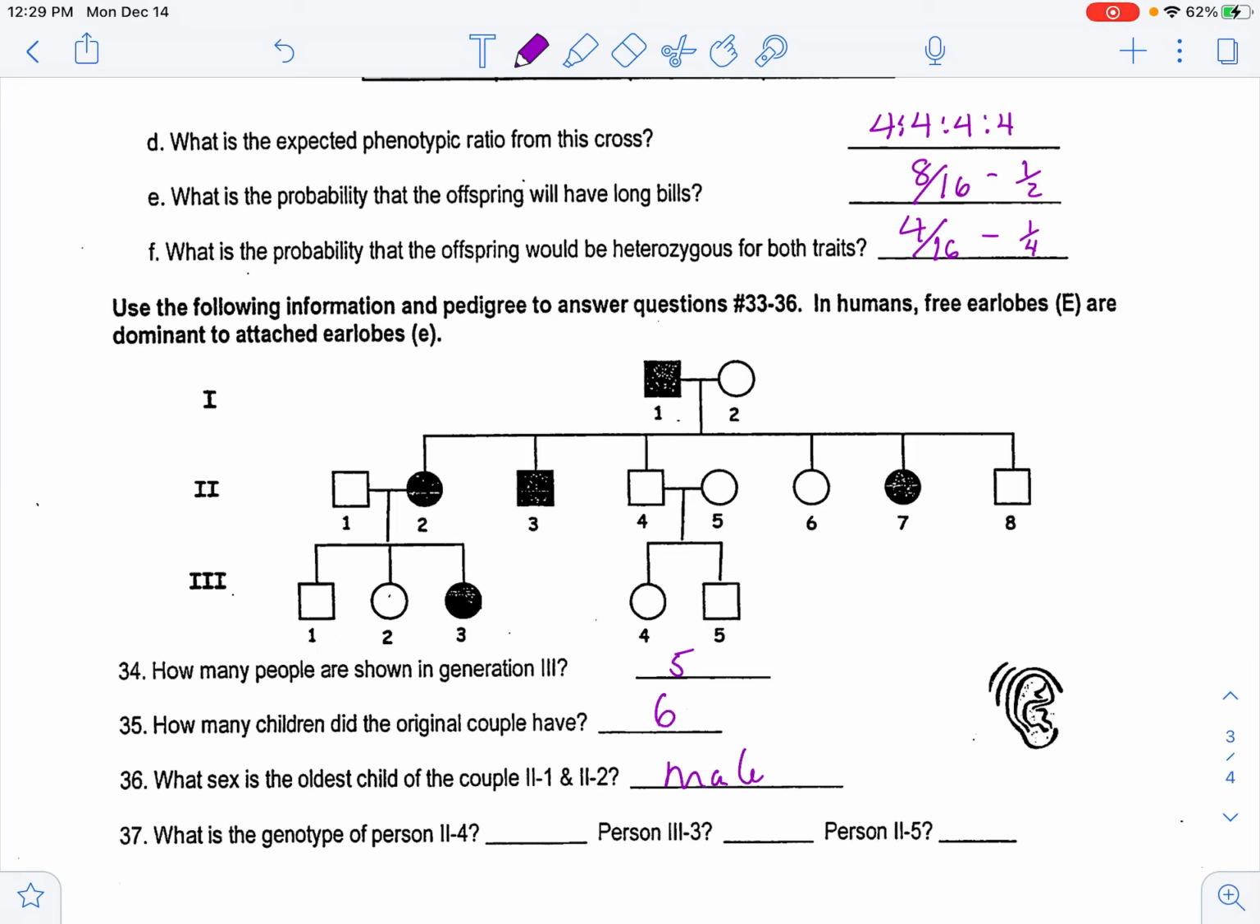And then here are the tricky questions. What is the genotype of Roman numeral 2-4? So they're wanting to know the genotype of this person, 3-3, this person, and 2-5, this person. So we can do the easy one. This one right here, 3-3, is going to be both recessive. So little e, little e. 2-4 and 2-5, if you look at their parents, it's little e, and the mom from the original has to be a heterozygote. And the reason why she has to be a heterozygote is because some of her offspring are showing the recessive trait.